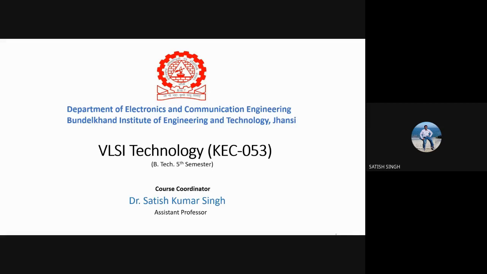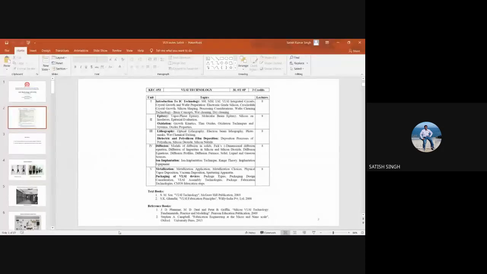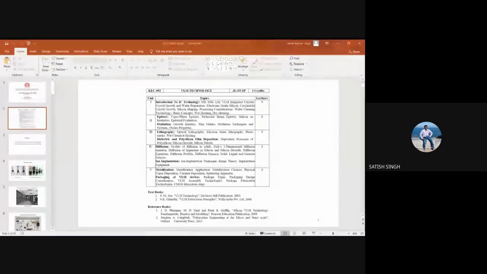First of all, as I told you about the syllabus, these are the contents of your syllabus for VLSI technology. In unit 1 you have to go through the introduction to IC technology, and then we have to go for epitaxy, oxidation, lithography, dielectric. These are the different processes that we have to look at. I'll be going one by one.